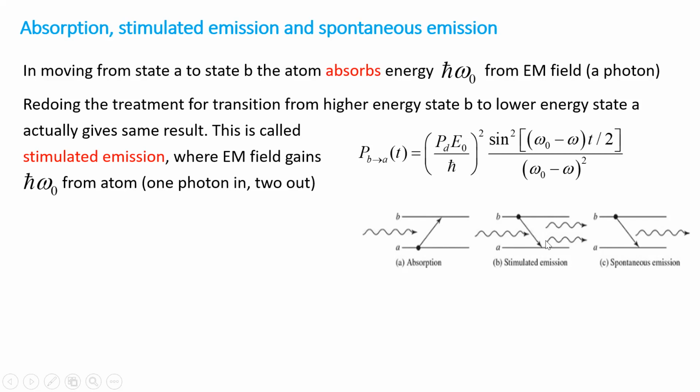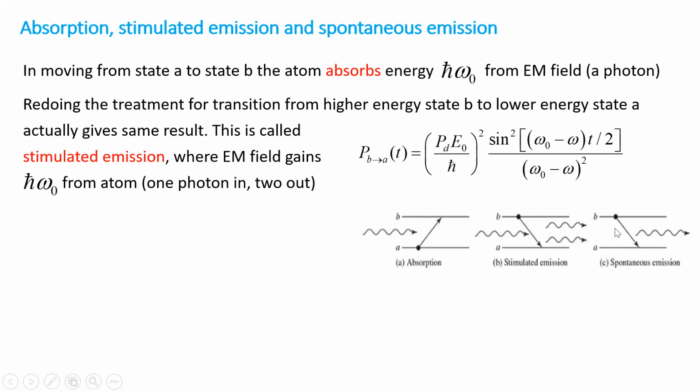So that photon continues on, but there's another photon which comes from the transition downward. So we get one photon in because we have an electromagnetic wave around, and we get two photons out because we have the original one as well as the one that comes from the transition. So one photon in, two photons out for stimulated emission. Then there's spontaneous emission, as you can see here. And notice in spontaneous emission, we don't have any incoming photons.